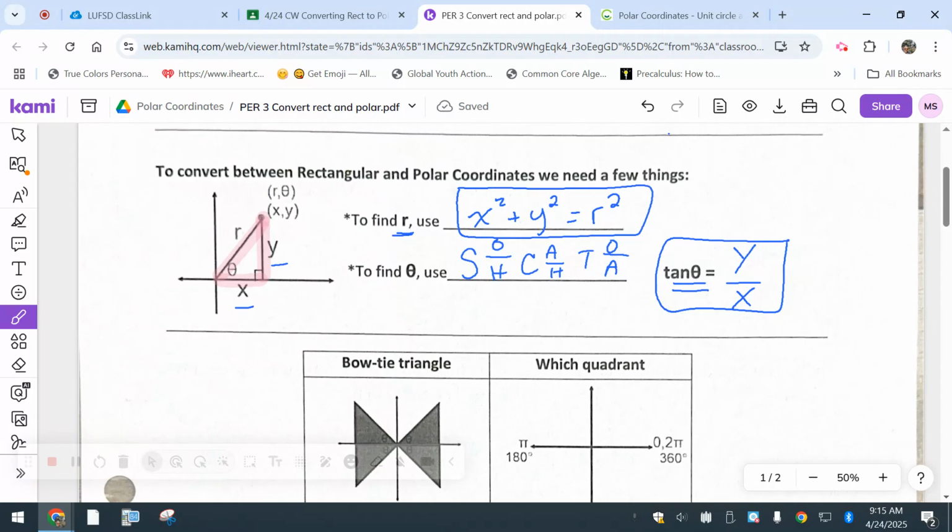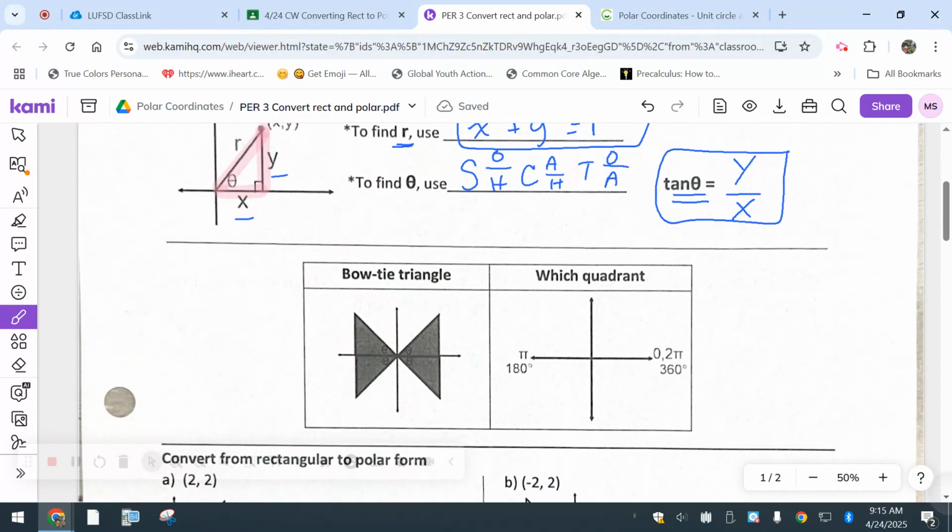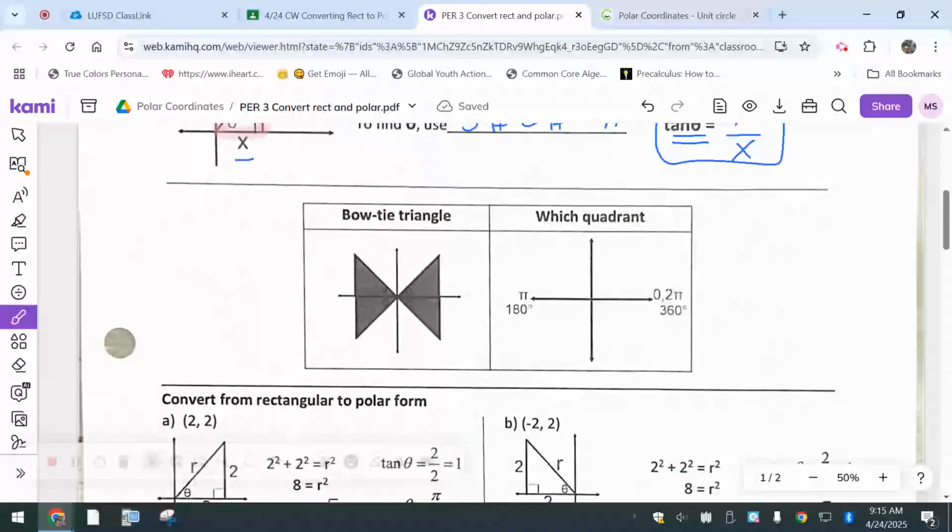All right. The only thing you have to be able to recreate is these bow tie triangles, right? Depending on what quadrant you're in, you're going to create these triangles. Once you create the triangle, then it's very simple. It's just a little Pythagorean theorem. And then we have to figure out what quadrant we're in, because that will determine what your tangent is. So just as a quick refresher, you have ASTC here, quadrant 1, 2, 3, and 4.